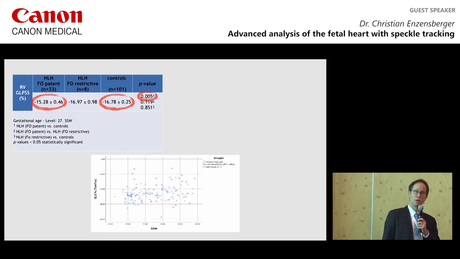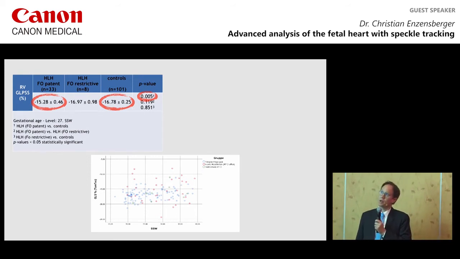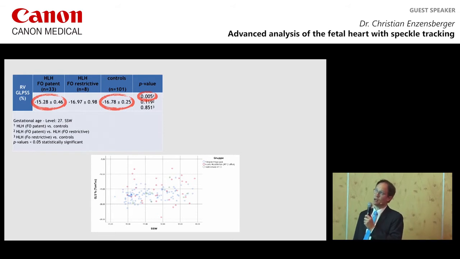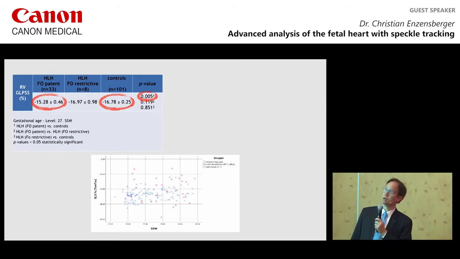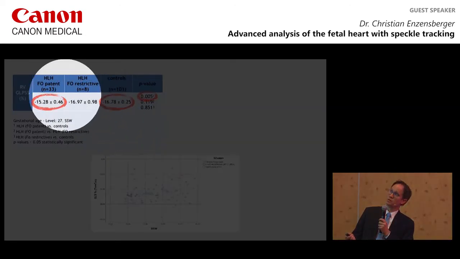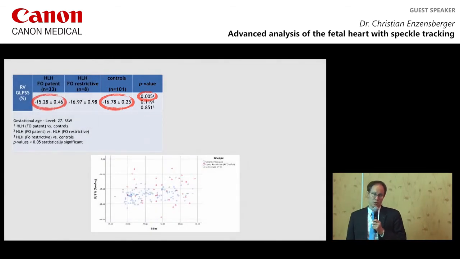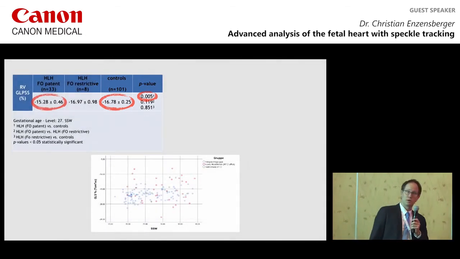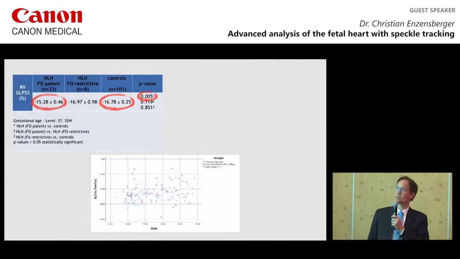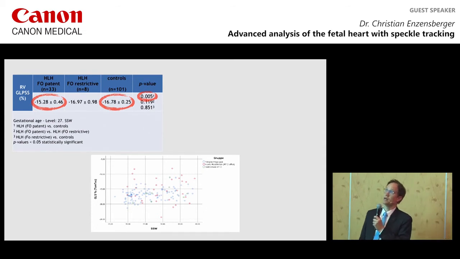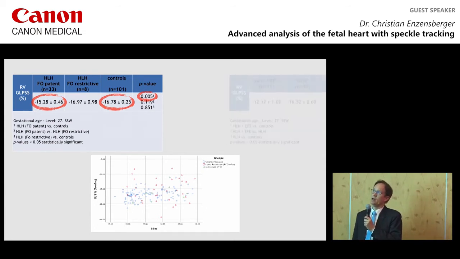they show a reduced longitudinal strain. The group here with a restrictive foramen ovale is more or less the same as the control group. This is due to the small number of patients. You can see here only eight patients in that group.